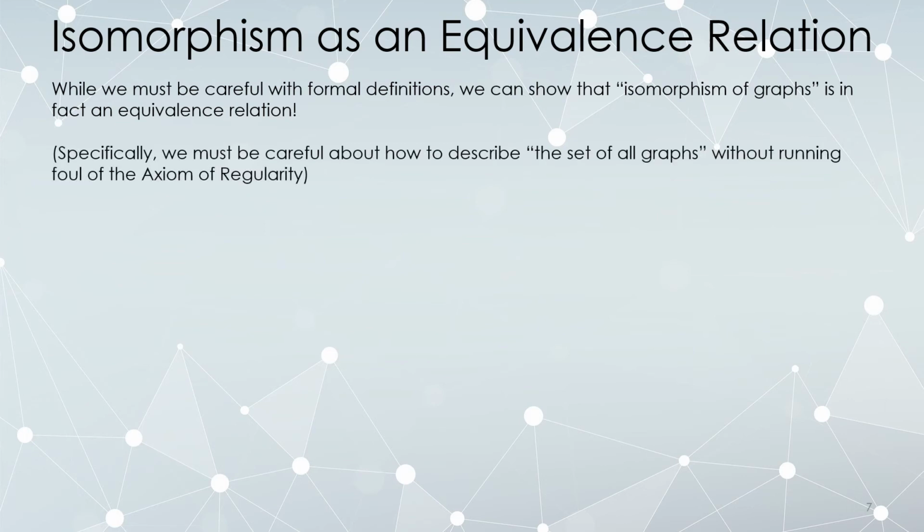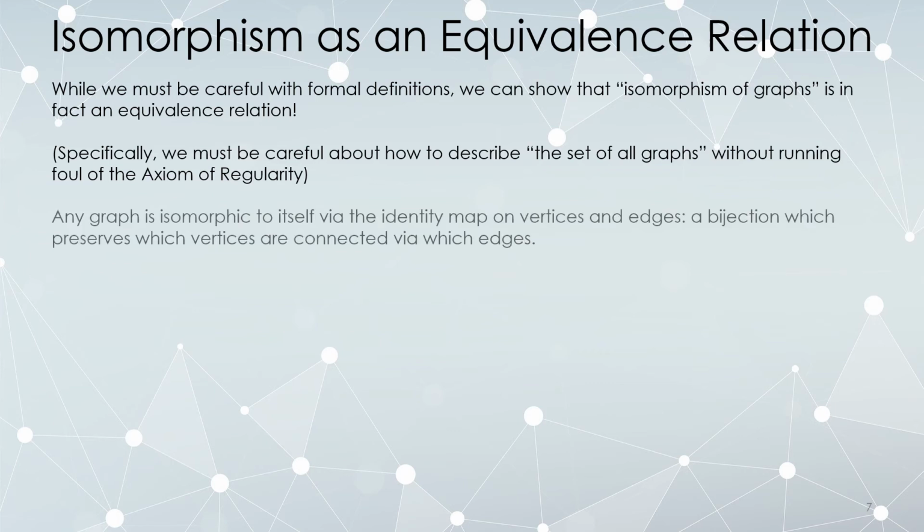What we have to be careful about is how we can describe the set of all graphs, because graphs, remember, have a set of vertices and a set of edges. And there were no real restrictions on what sets we could use. So if I just sort of blindly declare the set of all graphs, we're getting really close to talking about the set of all sets. And that would run afoul of the axiom of regularity, as discussed many units ago.